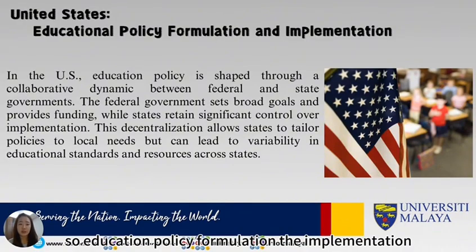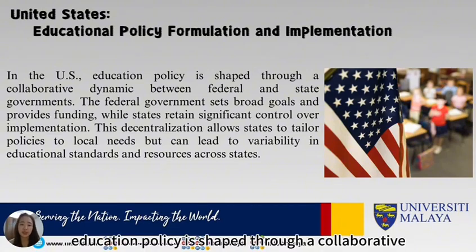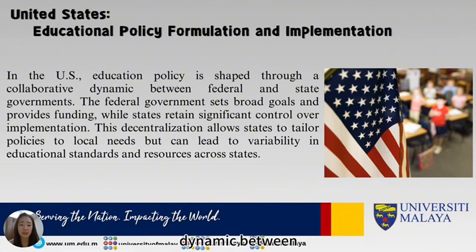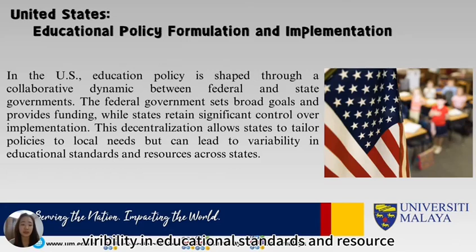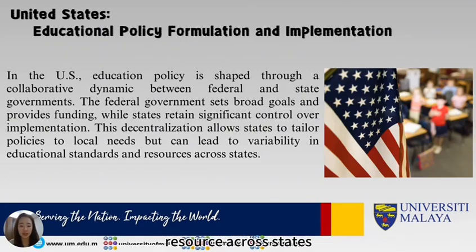So education policy formulation and implementation in the US. Education policy is shaped through a collaborative dynamic between federal and state governments. The federal government sets broad goals and provides funding, while states retain significant control over implementation. This decentralization allows states to tailor policy to local needs but can lead to variability in educational standards and resources across states. So let's look at the American education acts.